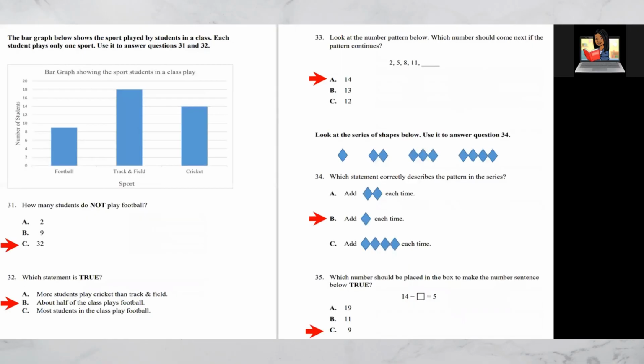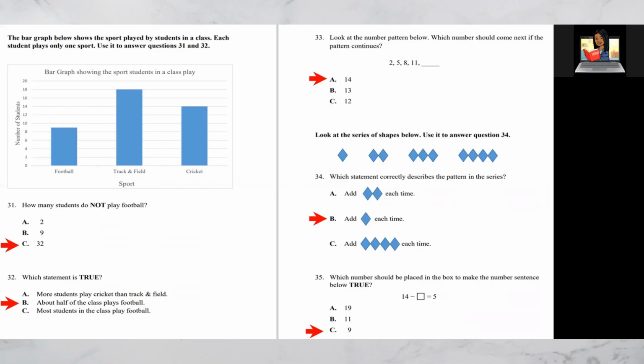Let's look at questions 31 and 32. This is referring to the bar graph here, showing the sports students in a class play. Number of students right here from 0 to 20. Then we have the number of students playing football, track and field, and cricket. I think this is 14. This is so small. 14 students playing cricket. Anyhow, how many students do not play football? So you have to add 18 plus 14, and that's how you get the answer here, 32.